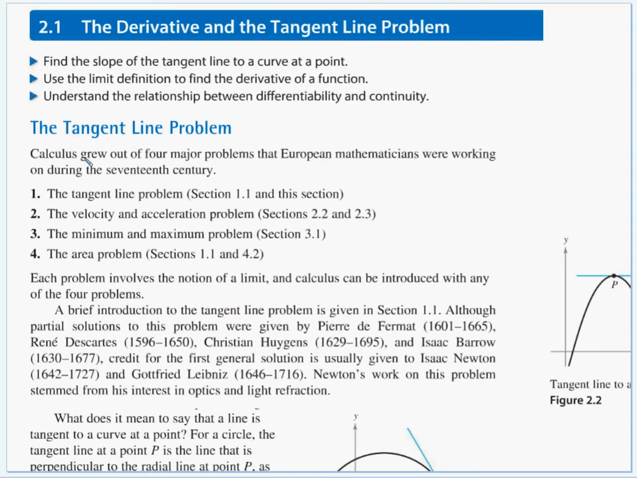So the tangent line problem. Calculus grew out of 4 major problems that European mathematicians were working on in the 17th century. The one we're going to talk about here, the tangent line problem. Velocity and acceleration, we'll see those in the next couple sections. Minimum and maximums on curves, we'll see that in 3.1. And the area problem, we'll see that in 4.2. Each of these problems does involve the notion of a limit, and calculus can be introduced with any of the 4 problems.